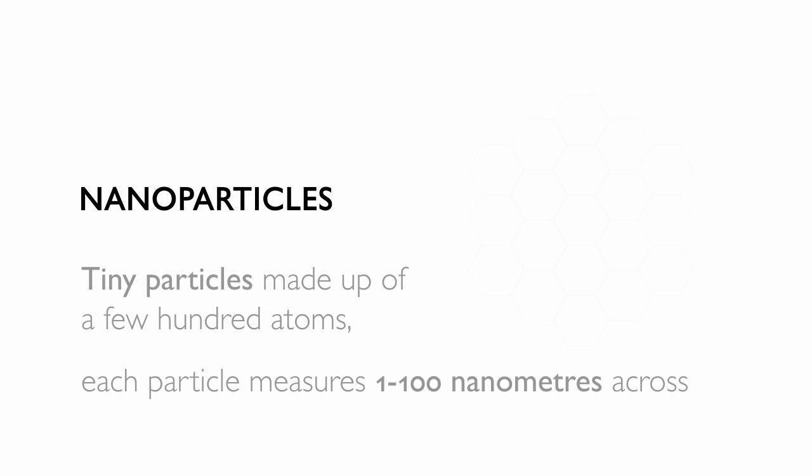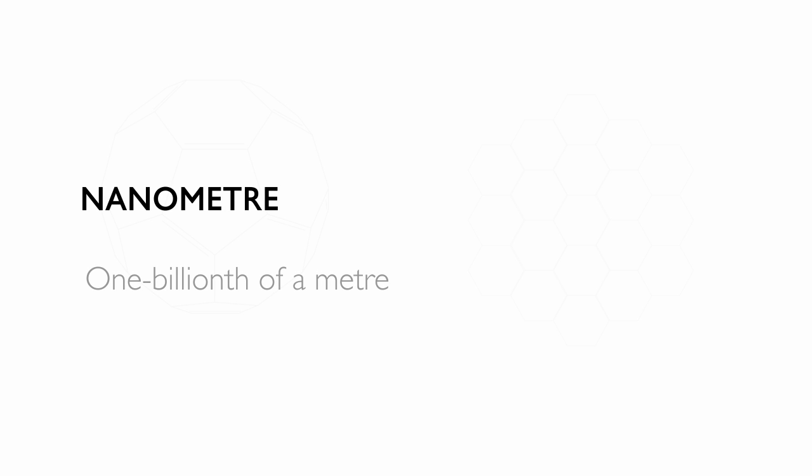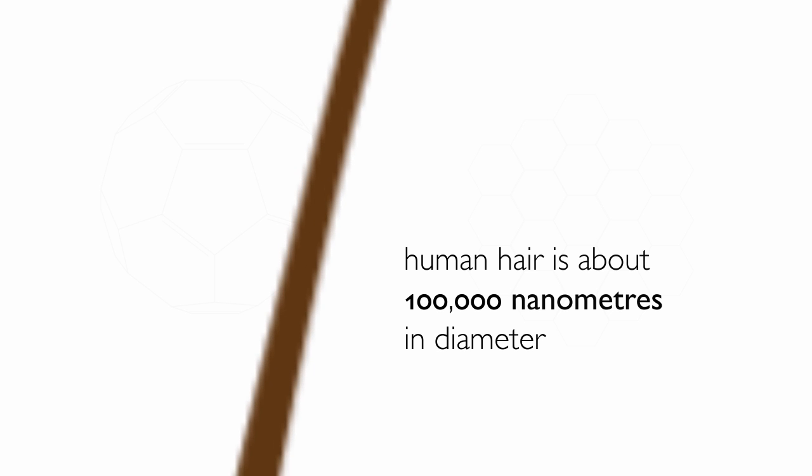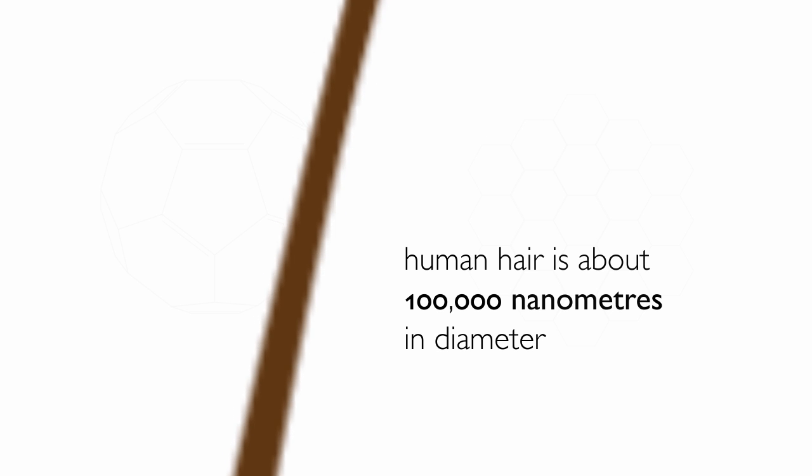They can measure between 1 nanometer and 100 nanometers across. A nanometer is a billionth of a meter. To illustrate how small this is, a human hair is about 100,000 nanometers in diameter.